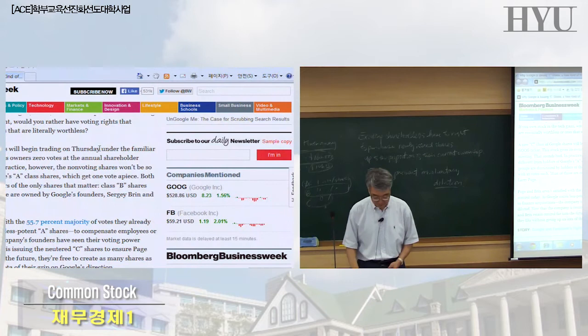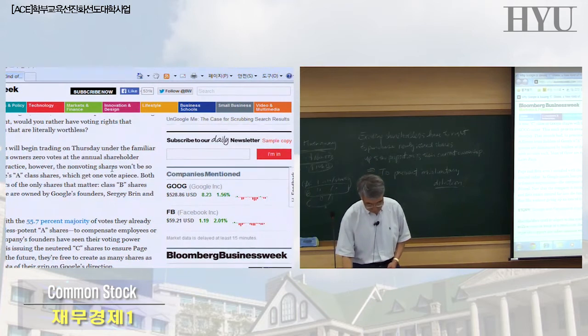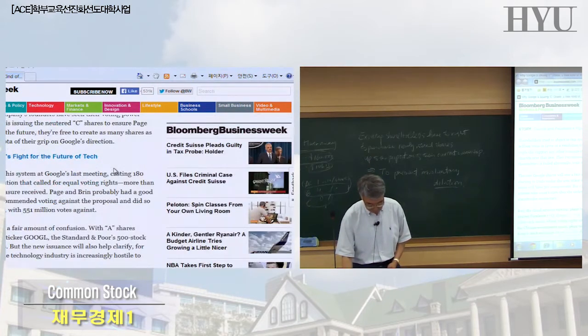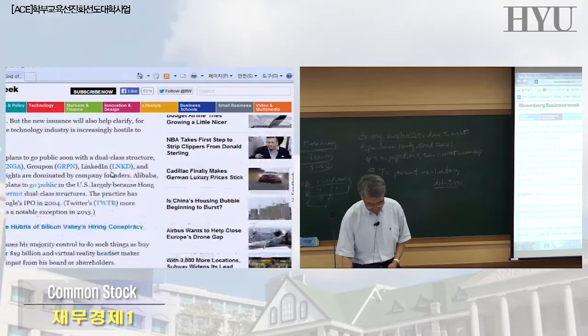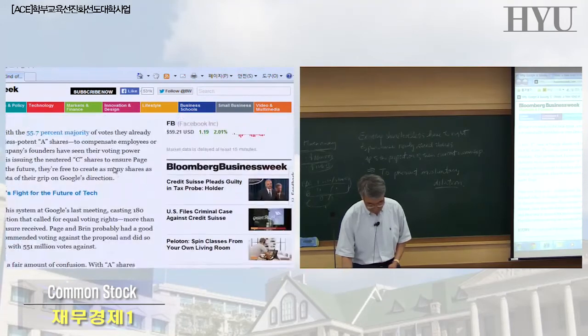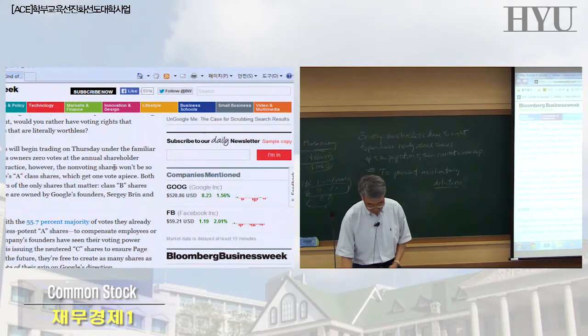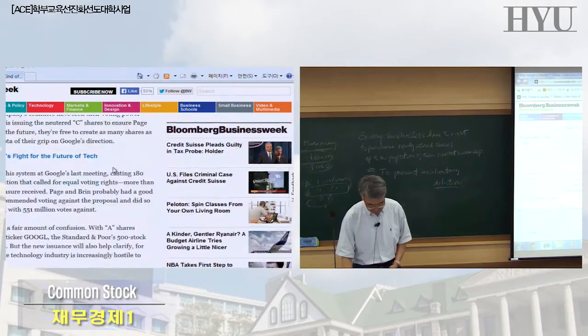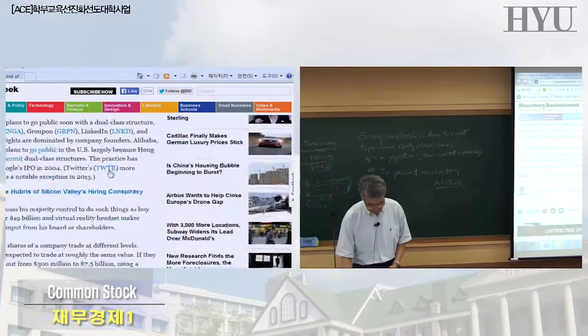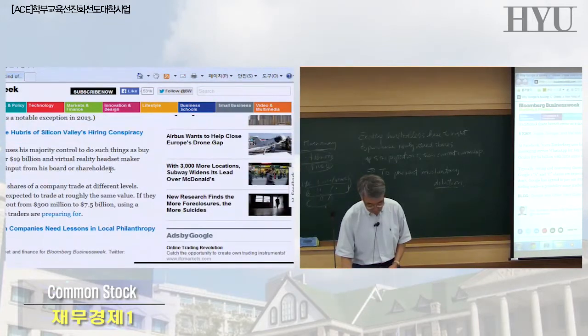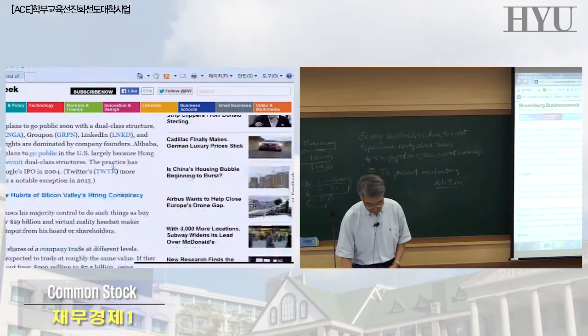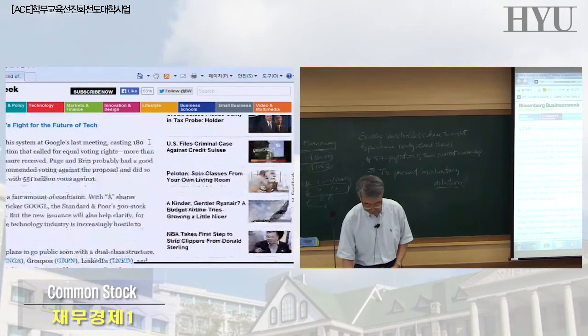What's the price? Price was 500 something, right? It was not this. This article doesn't show the price.